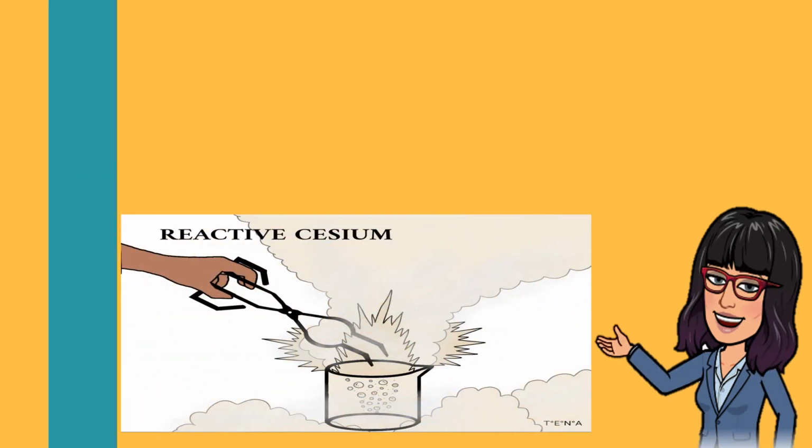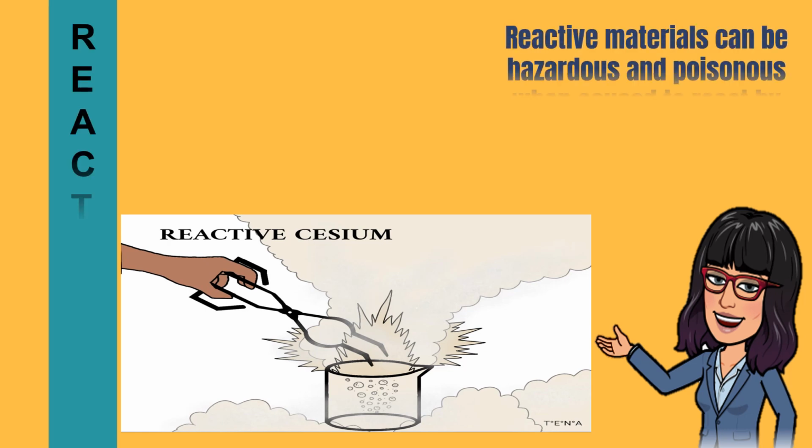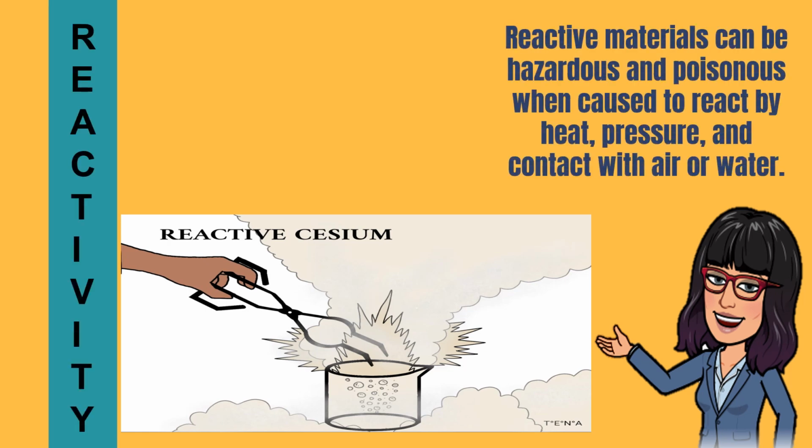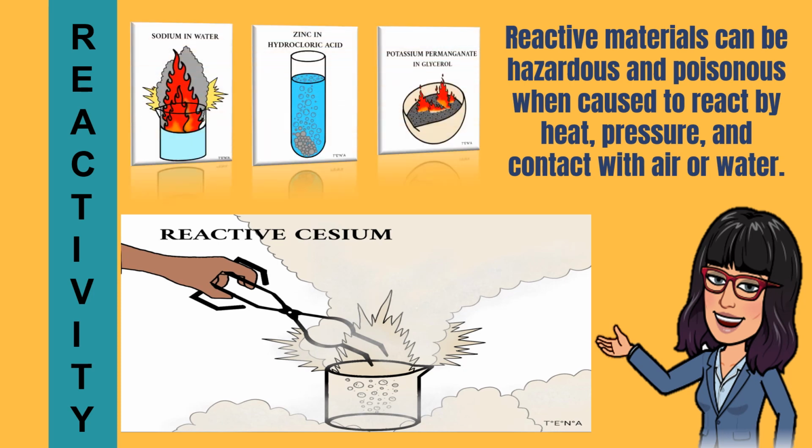What we have in this image is a very reactive system. Reactivity is a chemical property. It is a substance's tendency to undergo chemical reaction, either by itself or with other materials, such as when reacting to heat, pressure, friction, catalysts, and contact with air or water. After the reaction, energy is released, which is called an exothermic reaction. Examples are sodium dissolved in water, zinc in hydrochloric acid, and potassium permanganate in glycerol.